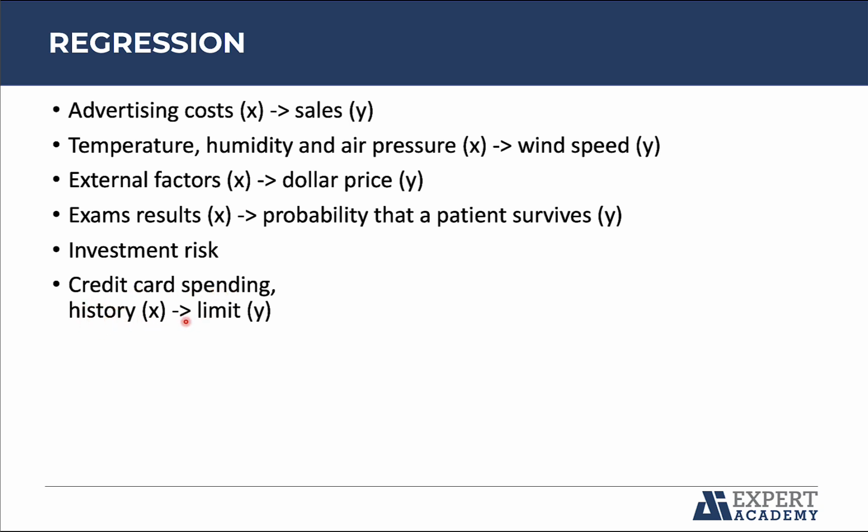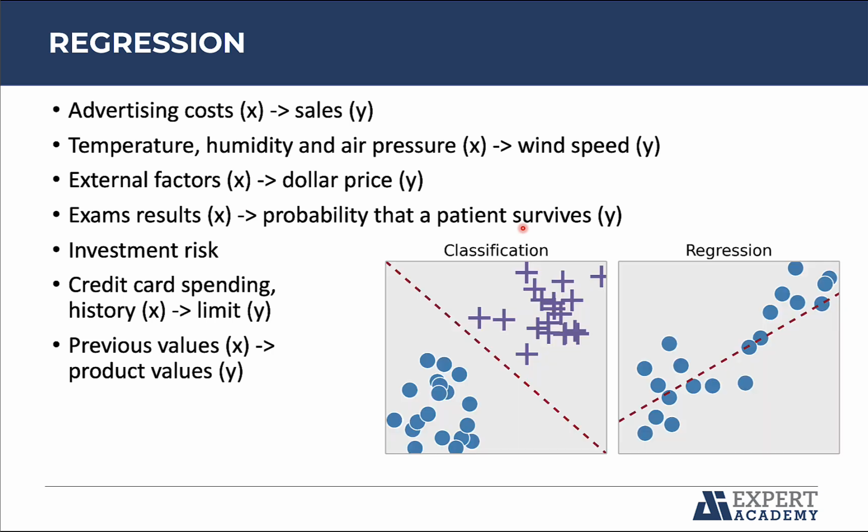The goal is to predict the new limit for the credit card. Based on previous values, the objective is to predict the product values, the new prices for the products. And the result of all of them, variable Y, is a number. This is the main difference between classification and regression.